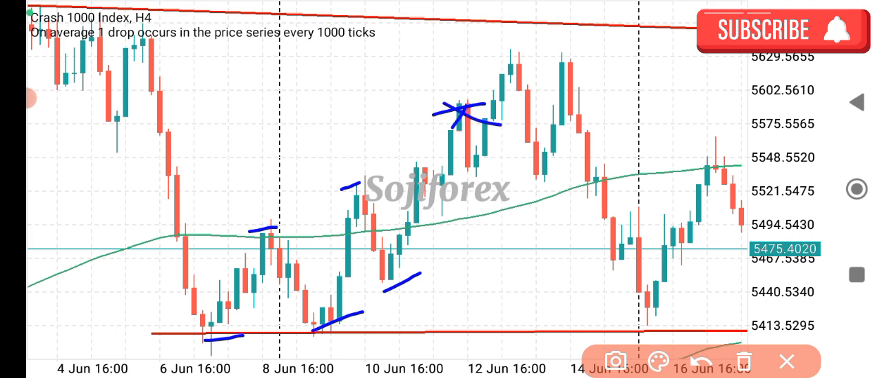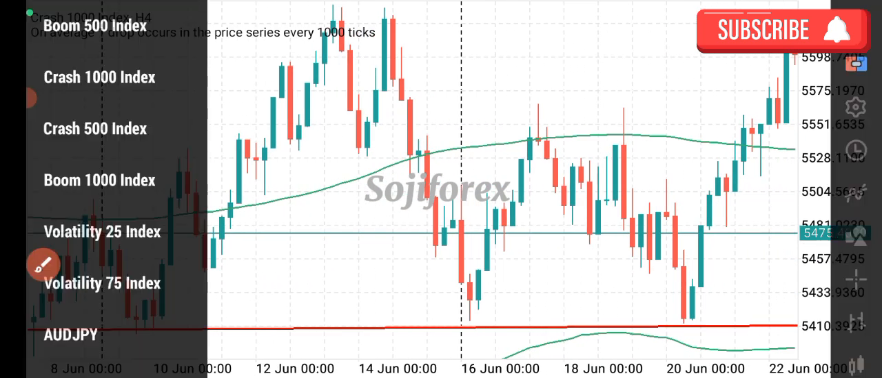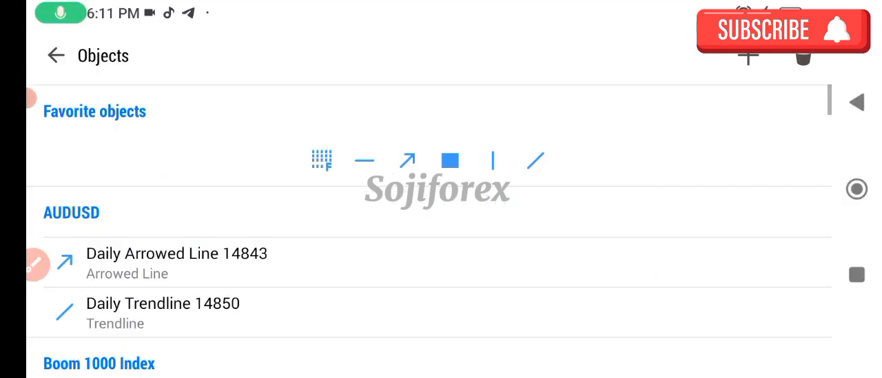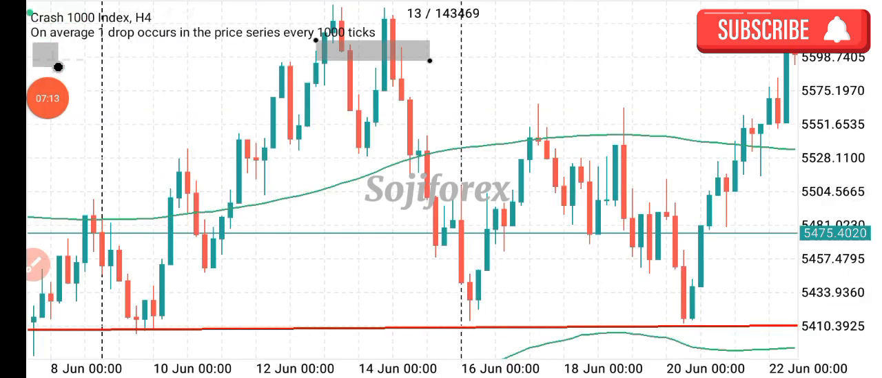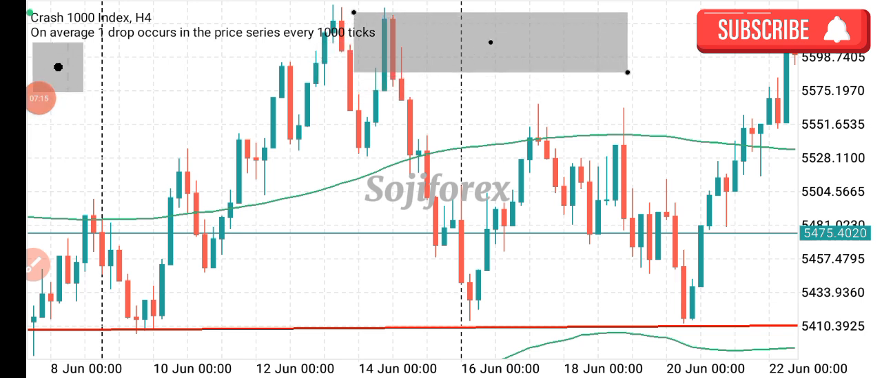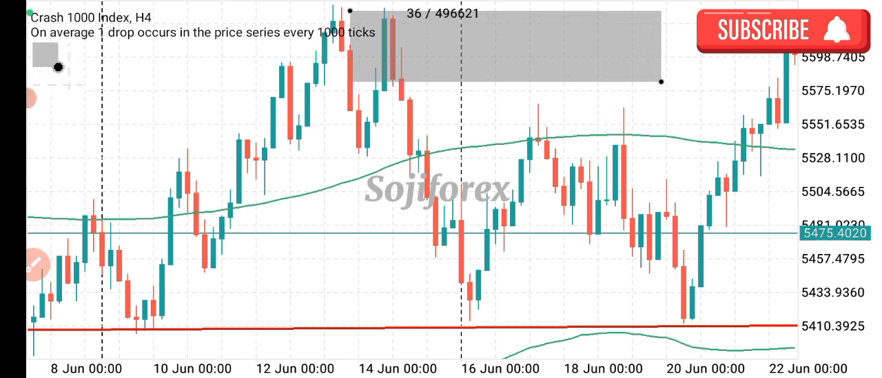Okay, this did not make a higher high, higher low, and price couldn't hold it. This was broken. So we have a valid order block at that region. Here is our valid order block. This is our valid order block.